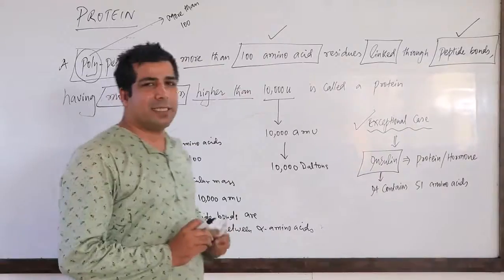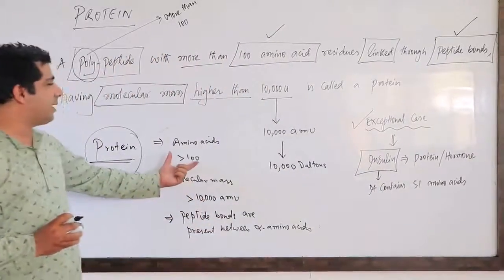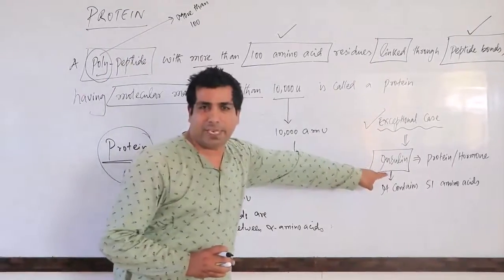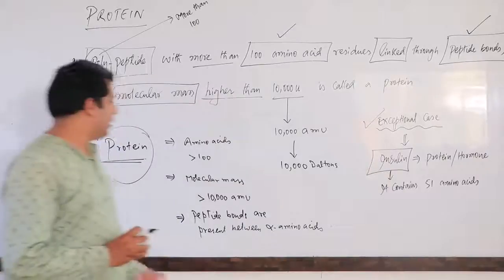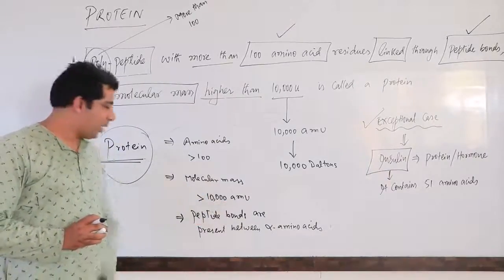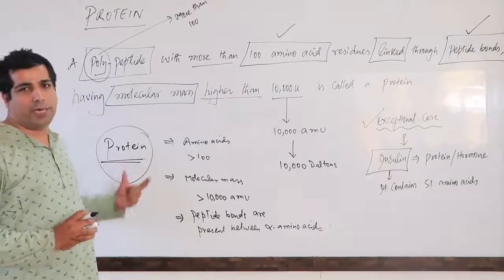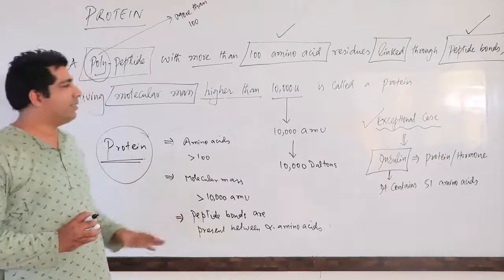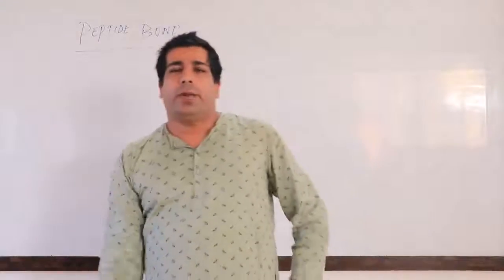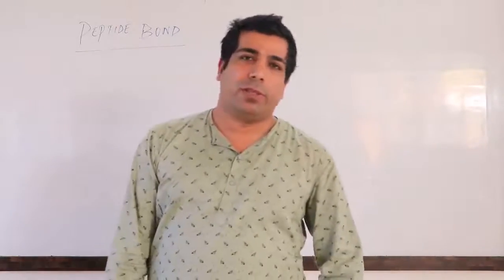So we will be discussing this definition in detail. Please make note of this. And please remember, amino acids should be more than 100, and this is an exceptional case where amino acids are only 51. Second thing, the molecular mass of protein should be greater than 10,000 AMU. And peptide bonds in protein should be present between amino acids. Please remember this and make note of it so that we can discuss it one by one. So my dear friends, let us talk first about the peptide bond. What is a peptide bond all about?